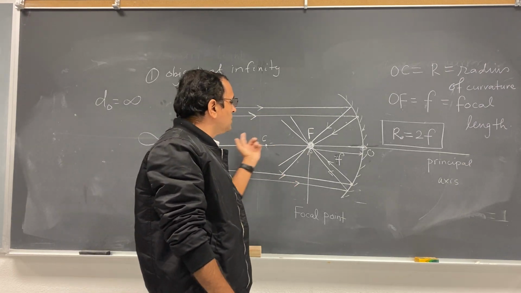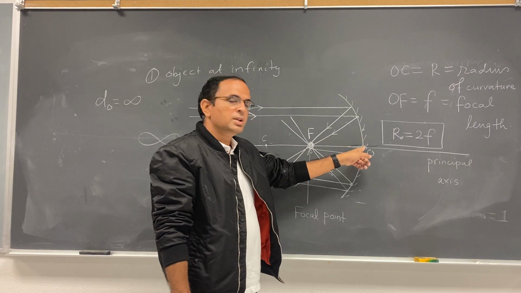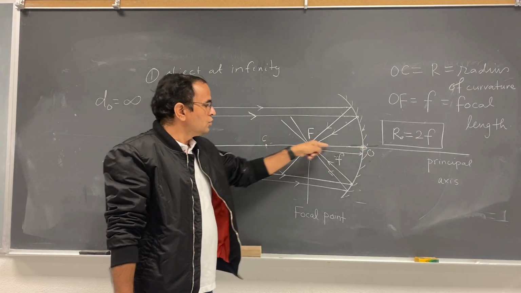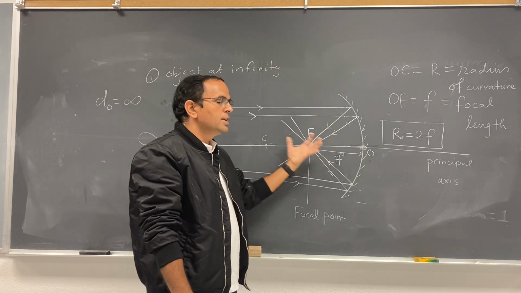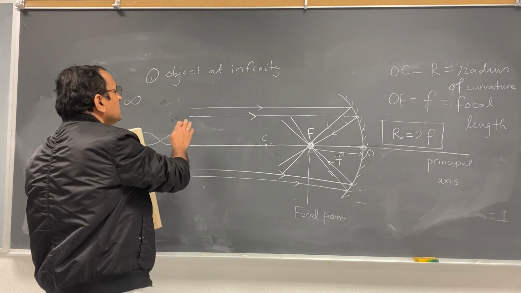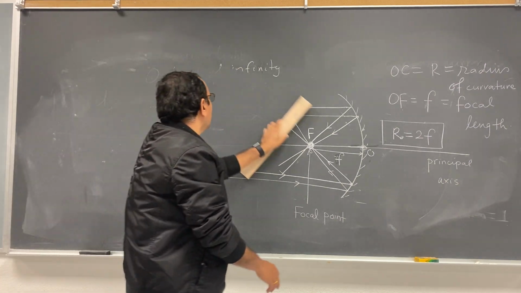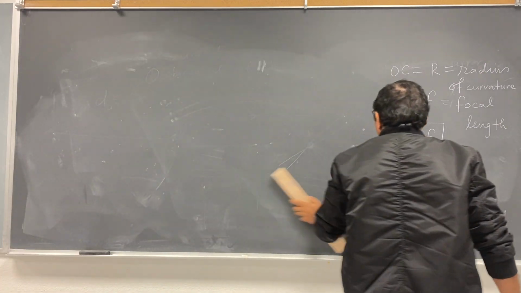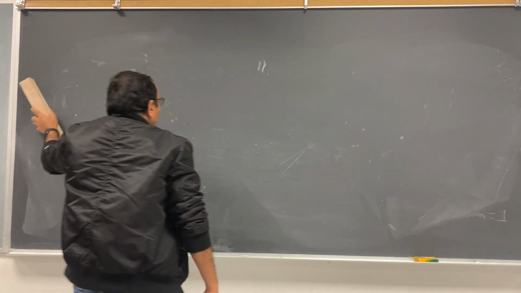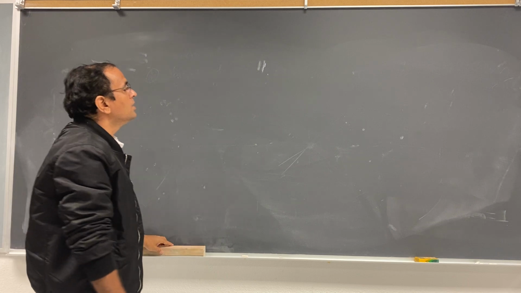Don't forget, I have a principal axis, I have the center of the mirror, the pole, I have the focal point, I have the center of curvature. You need to know the principal axis, focal length, radius of curvature, everything. Now the next one, in this case the object is at infinity. So if I keep the object at a different position, what happens? Let me draw a couple of diagrams in case of a concave mirror.